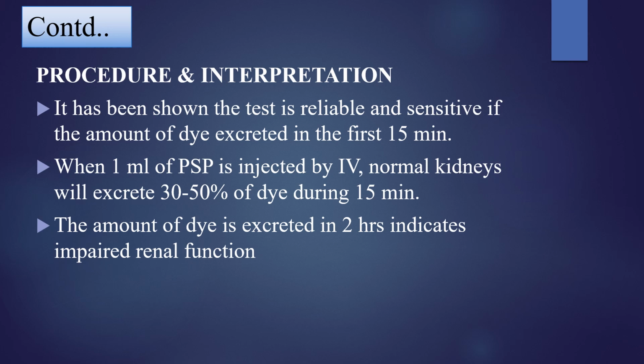If the dye takes 2 hours to be excreted, that indicates impaired renal function. That is, the time taken for the whole amount of dye to be excreted being 2 hours indicates a renal problem, that is a renal tubular problem. So excretion of the dye over 2 hours indicates impaired renal function. Thank you.